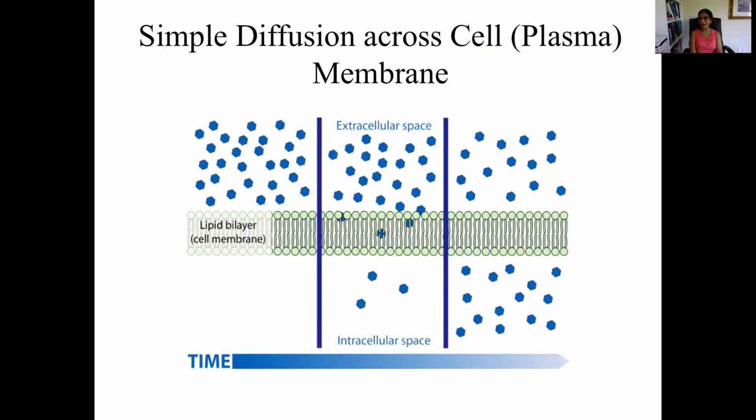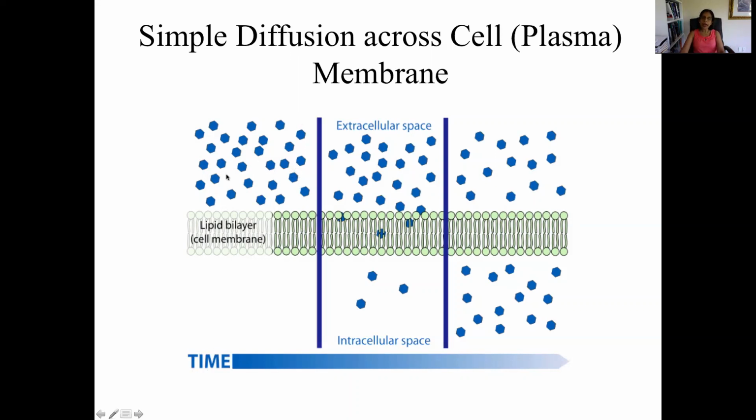The first one happens to be simple diffusion. Simple diffusion is where you're looking at three situations. Here is the membrane. It is permeable to a substance that's in larger concentrations outside the cell and in lesser concentrations inside. In this situation, there is nothing inside, a lot outside. Over time, this is what happens.